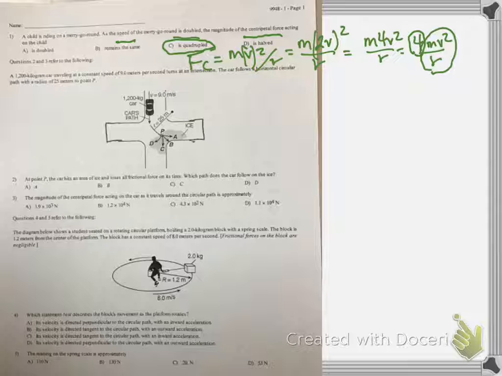Another way of looking at it is the centripetal force. If you say the mass and the radius aren't being changed, you can say they don't matter, and the centripetal force is proportional to v squared. So if I double v, Fc is going to go up by a factor of 4. Let's say I tripled v, it would go up by a factor of 9 times the centripetal force.